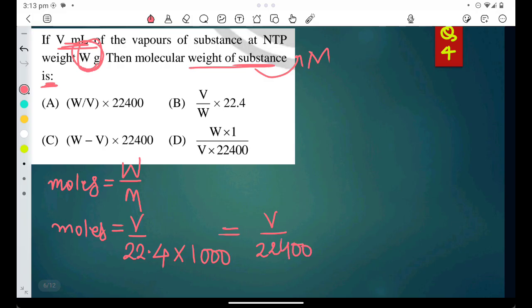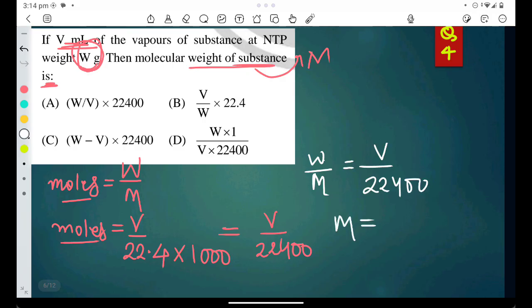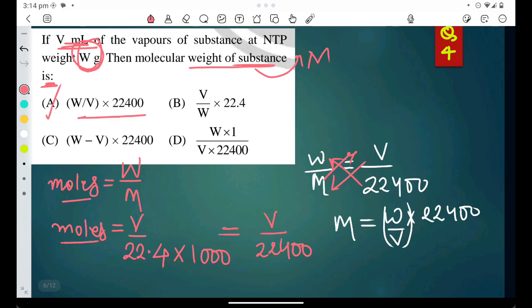22400. Now since both are the moles, I can equate both equations to get W by M as V by 22400. So M is going to be, M goes there, this comes there, so V also comes down, so it is going to be what? W times 22400 by V. W by V times 22400. Option A is the correct answer.